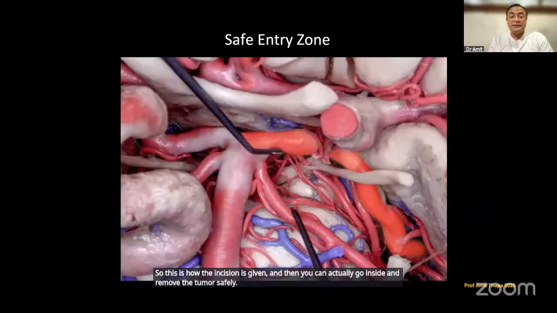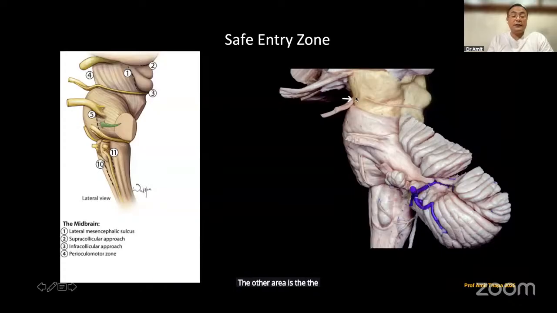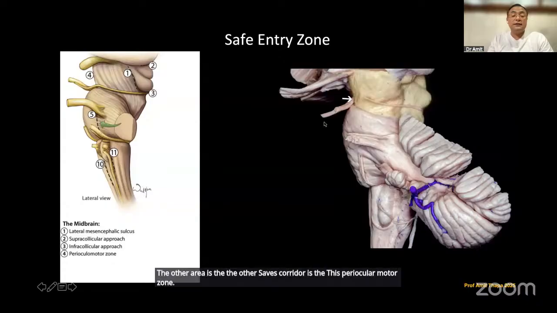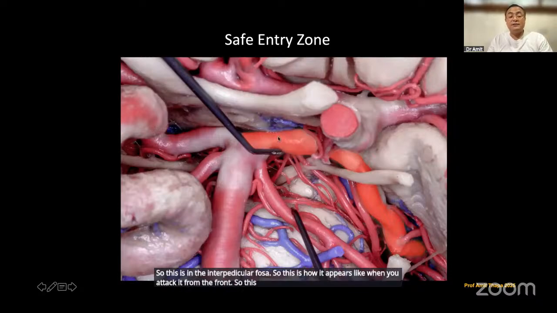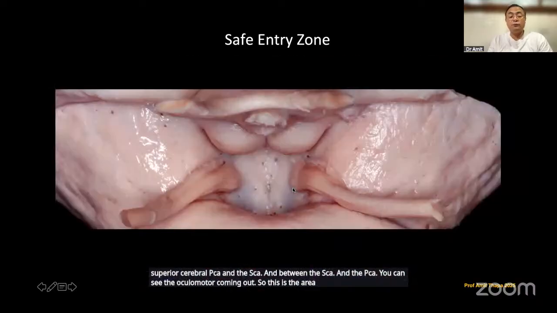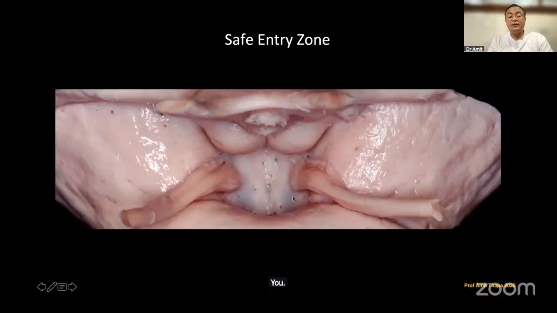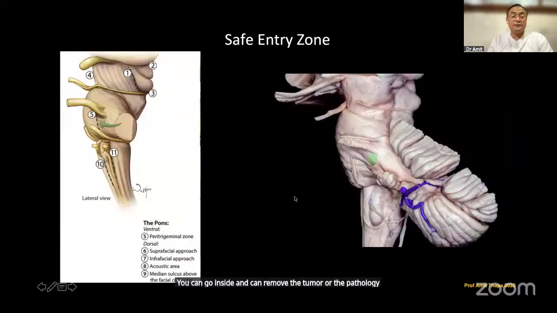The other safe corridor is the perioculomotor zone. So this is in the interpeduncular fossa. So this is how it appears when you attack it from the front. So this is the basilar artery, this is the PCA and the SCA. And between the SCA and the PCA, you can see the oculomotor nerve coming out. So this is the perioculomotor area, through which you can go inside and remove the tumor or the pathology safely from the front.